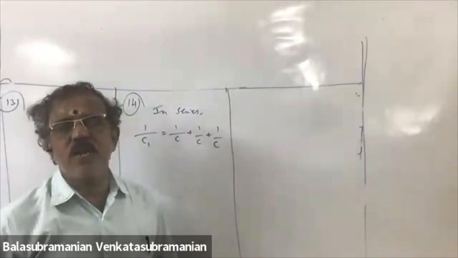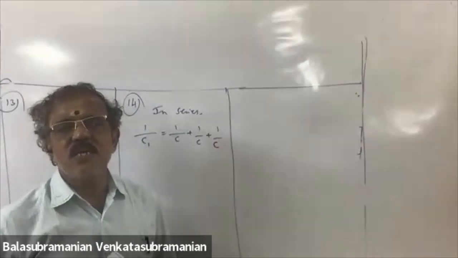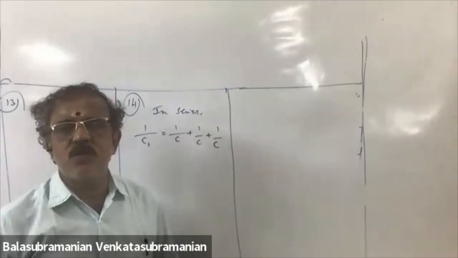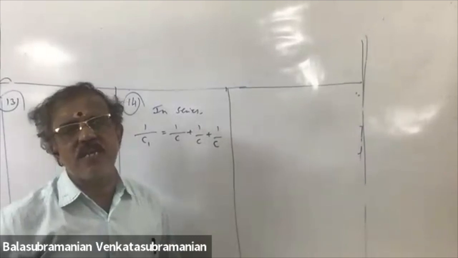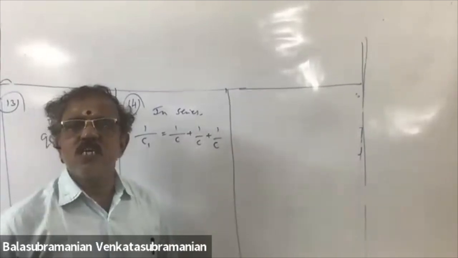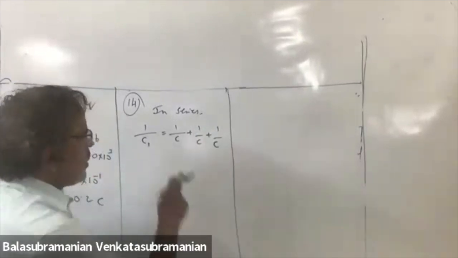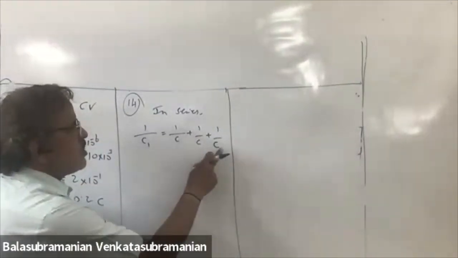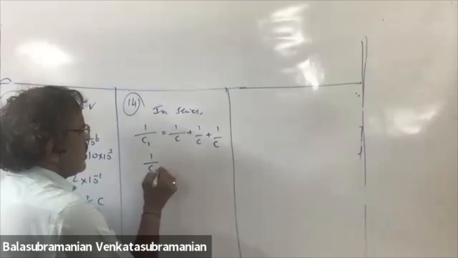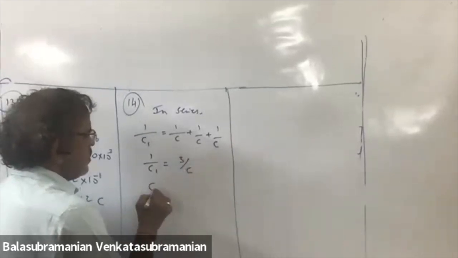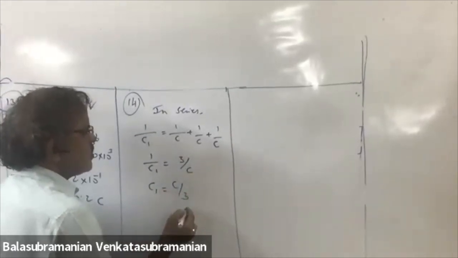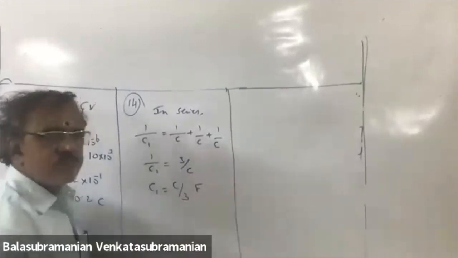So series formula: 1 by Cs is equal to 1 by C1 plus 1 by C2 plus 1 by C3. In our case, C1, C2, C3, all the three are same. So we can write 1 by C plus 1 by C plus 1 by C, that is 3 by C. So C1 is equal to C by 3 farad.